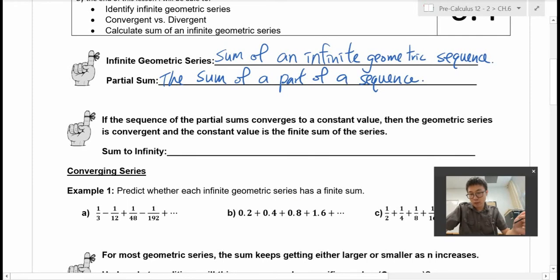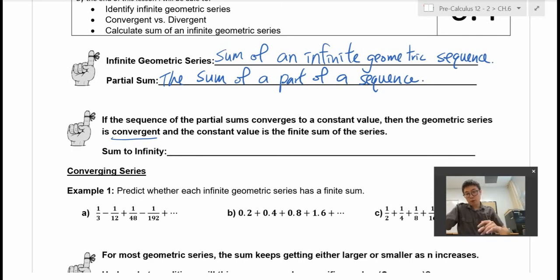So here it says if the sequence of partial sums converges to a constant value, then the geometric series is convergent. It approaches a value, but last time we were talking about whether the sequence was a converging sequence. This is a convergent series. So if we are adding and it gets closer and closer to a value as we keep adding, we call that a convergent series. And the constant value is the finite sum of the series.